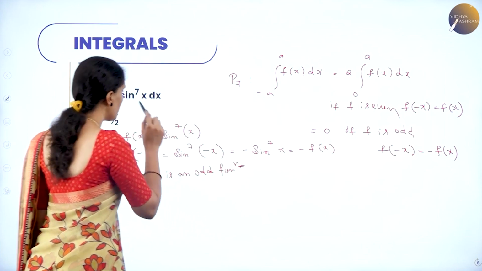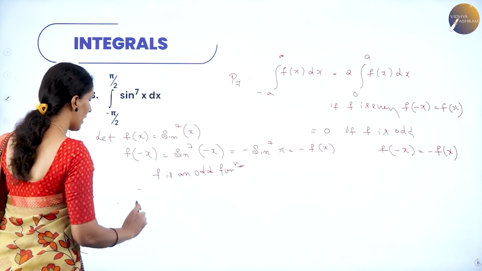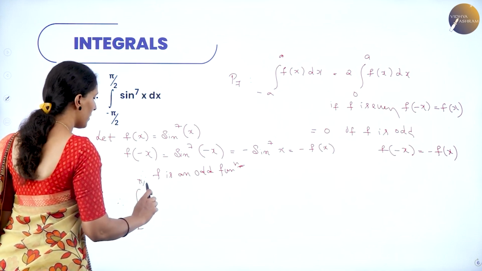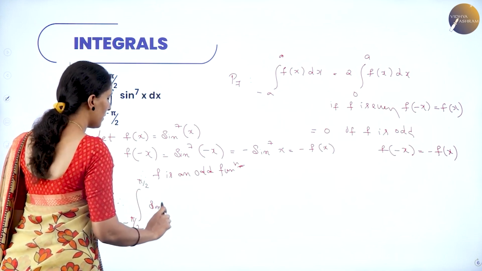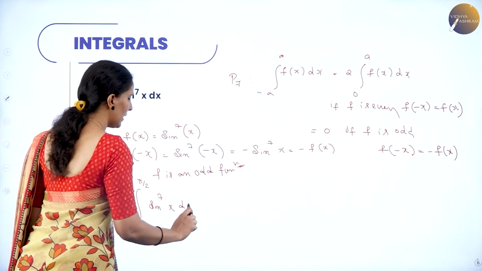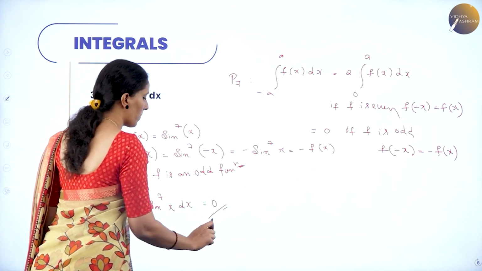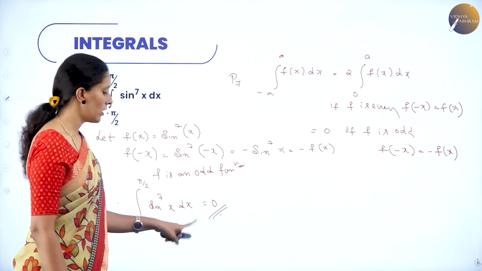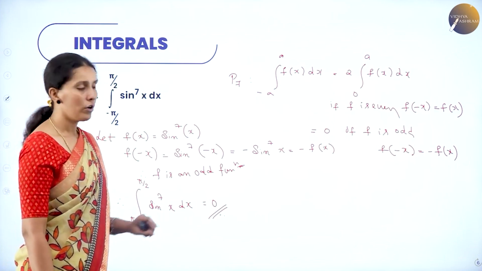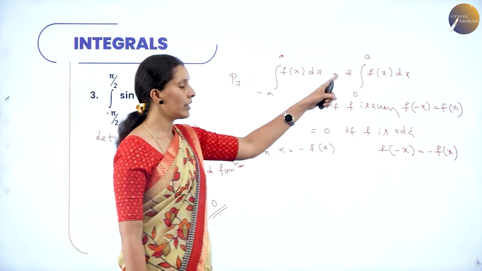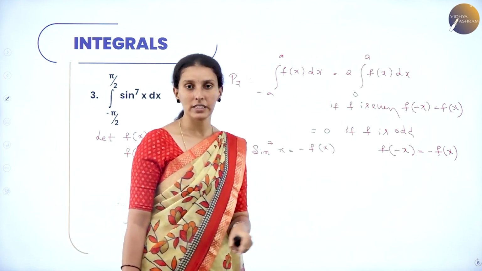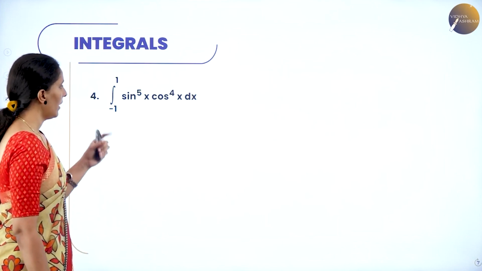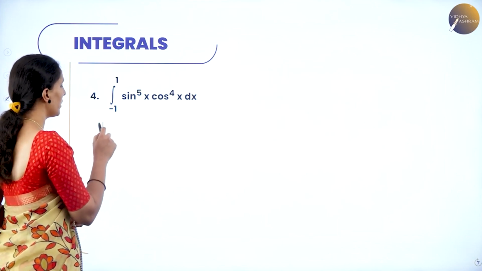So therefore no need to evaluate this integral. We can directly write the integral from minus pi by 2 to plus pi by 2 of sine power 7x dx is equal to 0. If you show that the given function is odd, then you can easily write it as 0. If it is even, then you can write it as 2 times the integral from 0 to a of f of x dx. Next. Again here also the same thing we are going to apply.